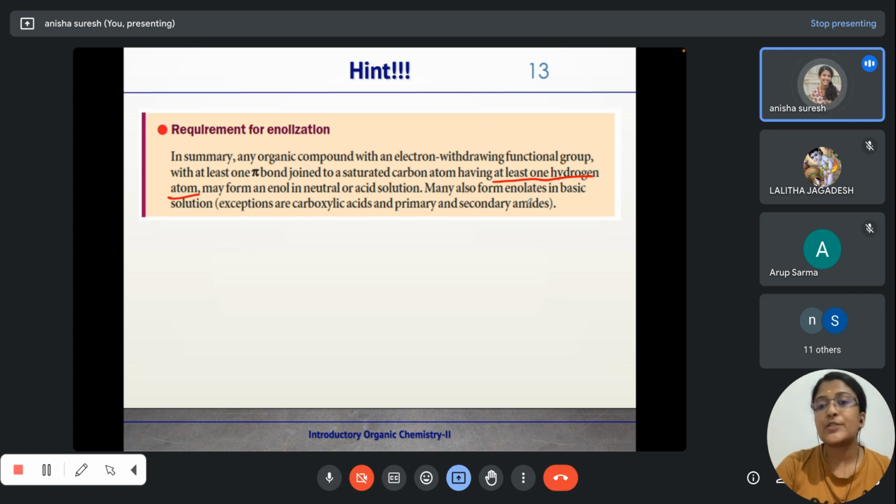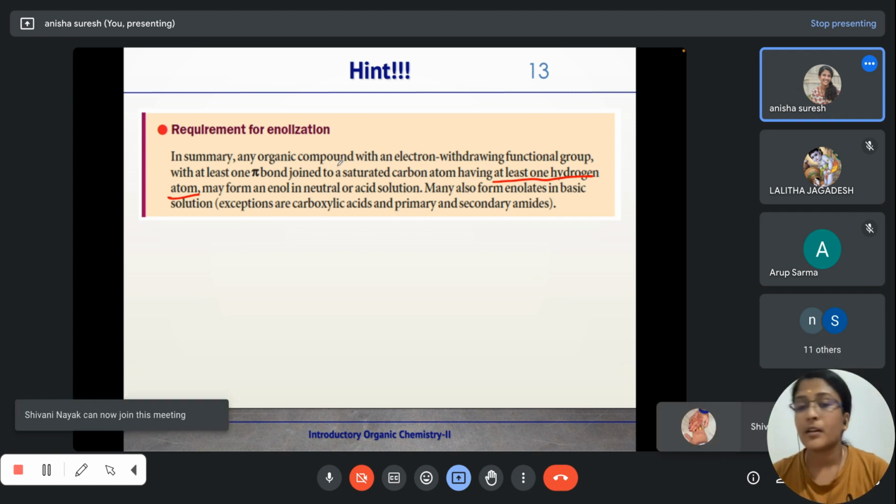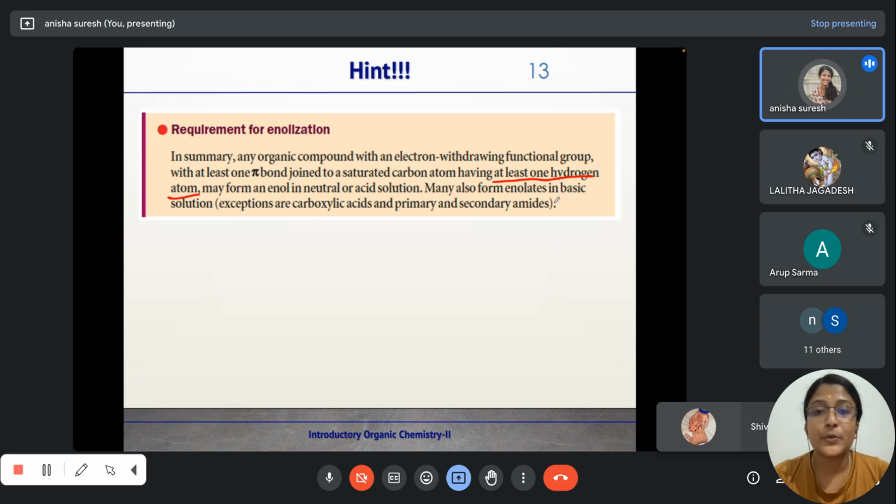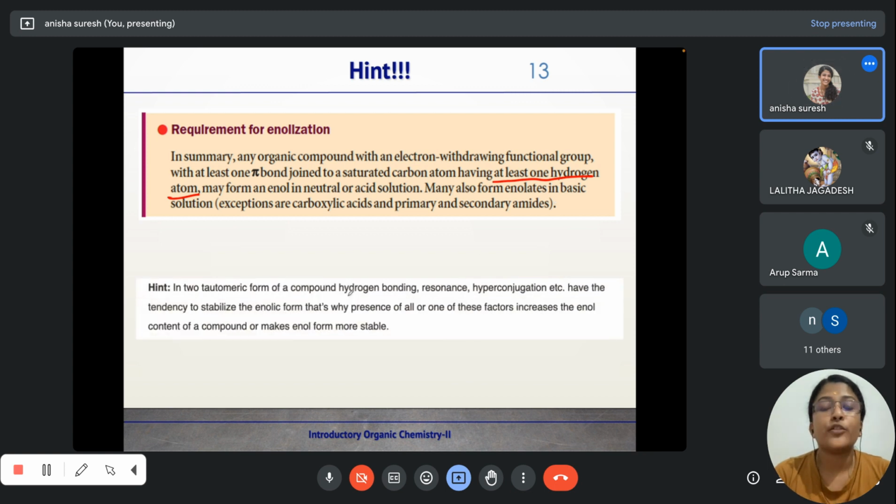Many also form enolates in basic solution. So mostly enolization takes place in neutral or acid solution. In some cases, in basic solution also, enolates are formed. So for enolization or keto-enol tautomerism to take place, we will consider hydrogen bonding, resonance, hyperconjugation, etc. These are the factors we have to consider.